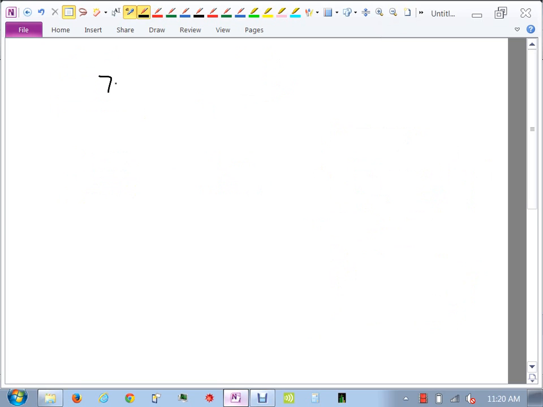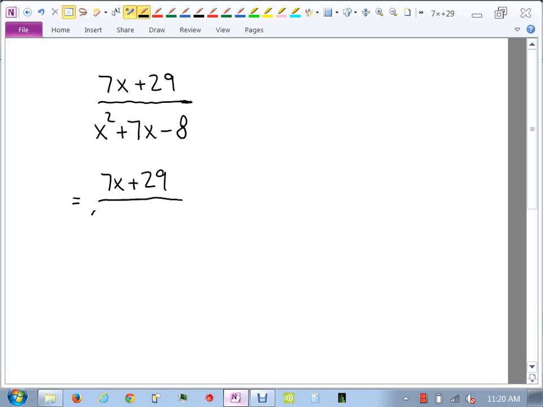Let's take, what was it, 7x plus 29 over x squared plus 7x minus 8. Now we're going to have a set of steps, a process, but let's just think about it first. The first thing we'll do is factor the denominator. So 7x plus 29 over x minus 1 times x plus 8, or you could do it x plus 8 times x minus 1.